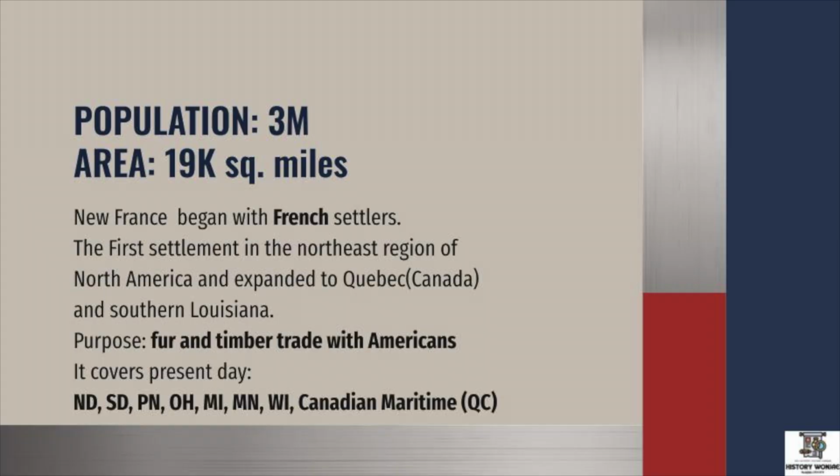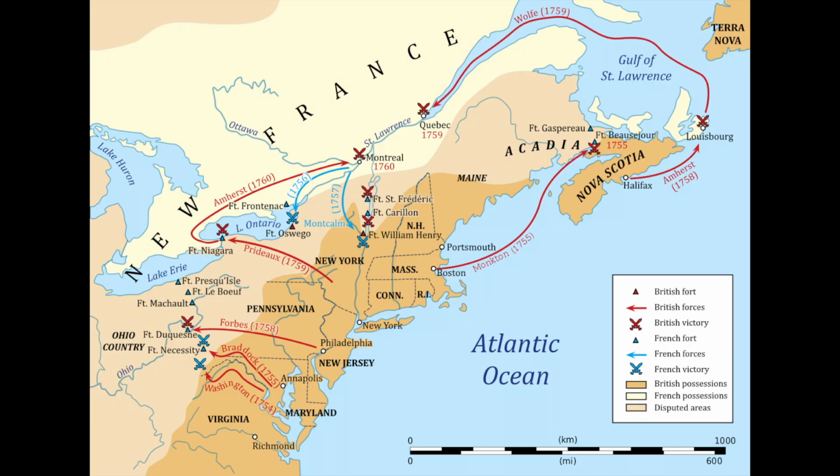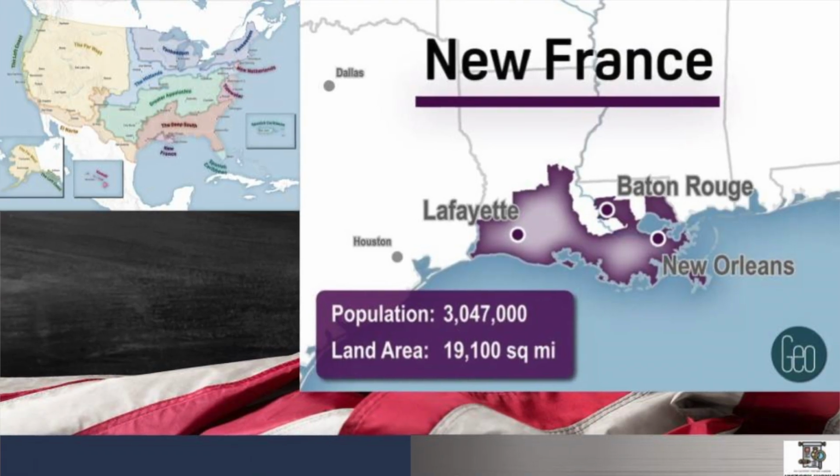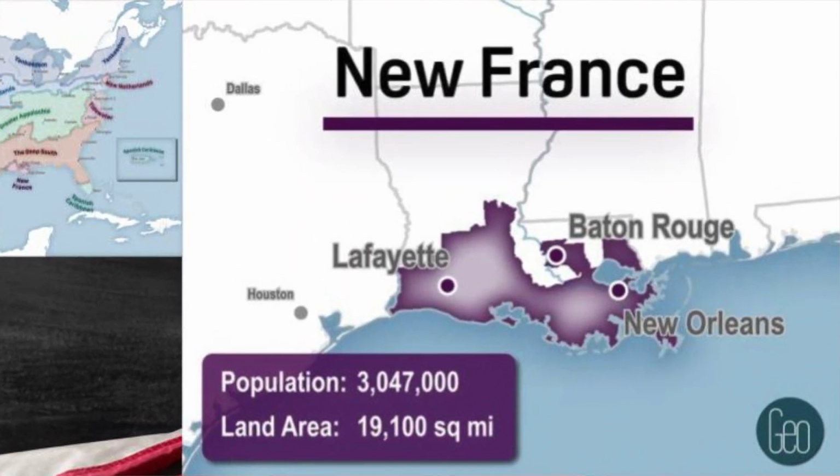The second nation is New France. As the name suggests, it was originated by French settlers for fur trading with the American nations. They first settled in the northern region of America, where modern-day Canada is located, and expanded towards the Midwestern states, up to present-day Quebec. In the very south, New France also settled a small portion of present-day Louisiana.